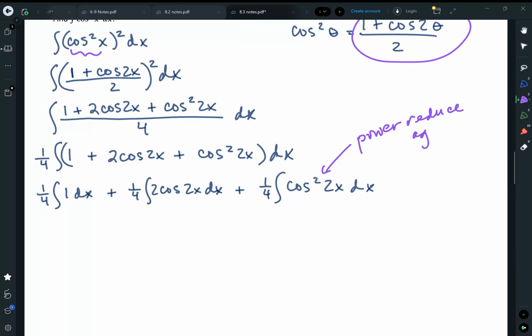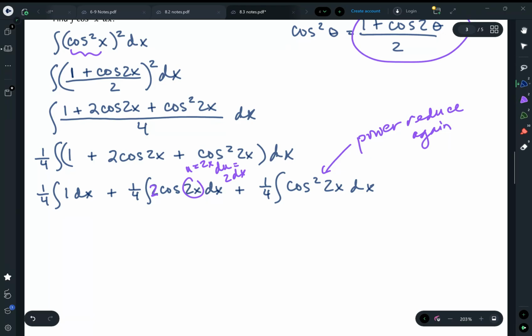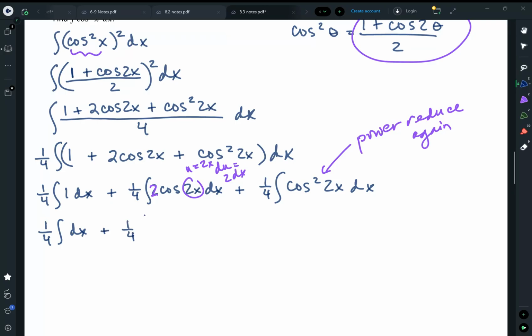All right. And I know it's weird to have the 2 here. I could make that a 1/2, but I'm recognizing if my u is 2x, my du is going to be 2 dx. So I'm going to need the 2 there anyway. So there's no point in factoring it out. So 1/4, I'm not going to write the 1. I am going to go ahead and rewrite this as cosine 2x times 2 dx.